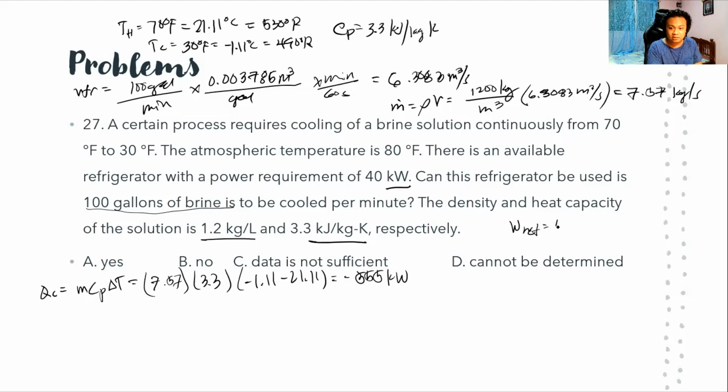Okay, and then we have our ref, diba? Our ref here is equal to 40 kilowatts, our work, diba? So we need to match if our refrigerator is higher or lower than that, diba? So how do we do that? We need to use the COP, or the coefficient of performance, which is equal to QC over W, and then TC over TH minus TC.